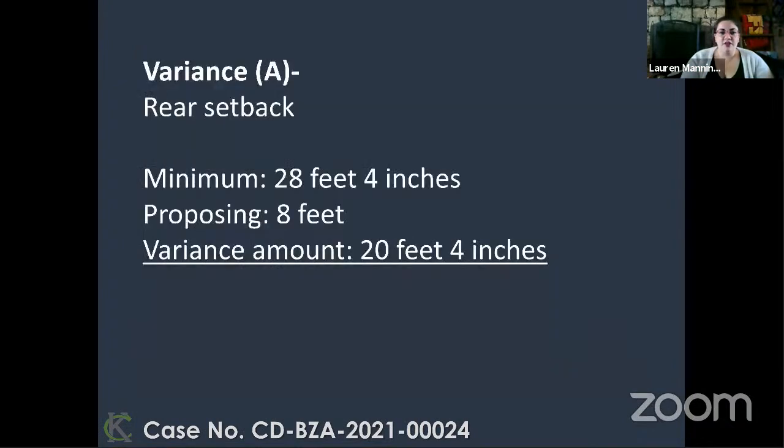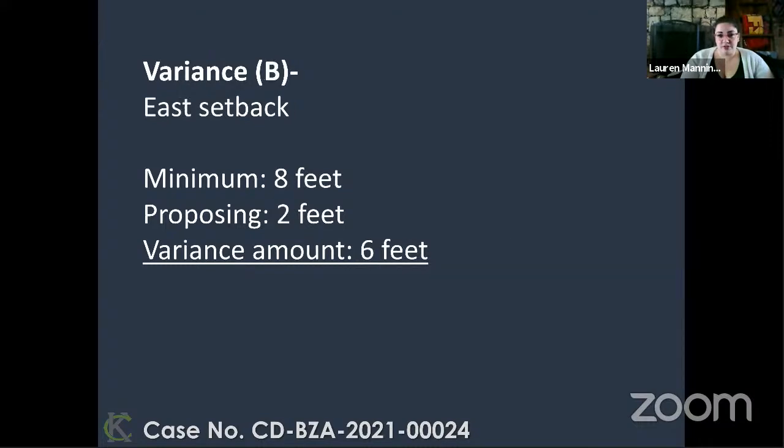East elevation. So the rear setback minimum is 28 feet 4 inches. They're proposing 8 feet. So the variance amount would be for 20 feet 4 inches. And then the east setback, proposing 2 feet. So the variance amount would be.